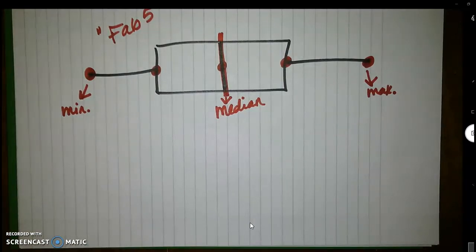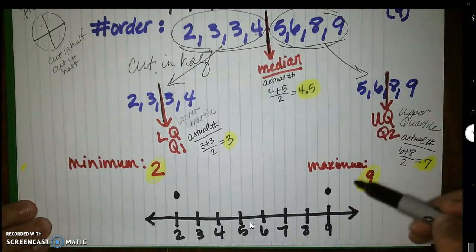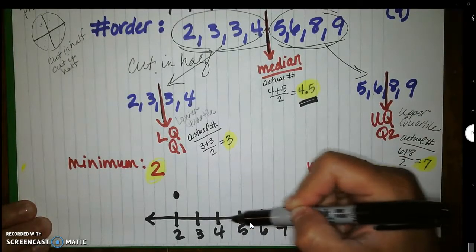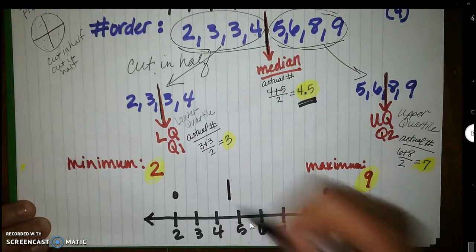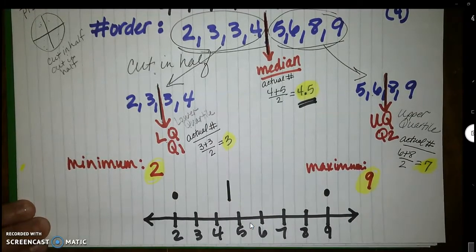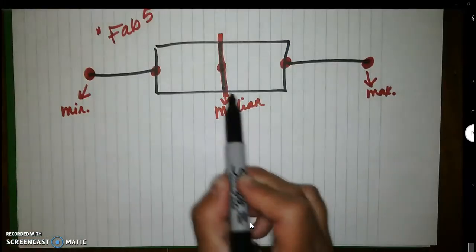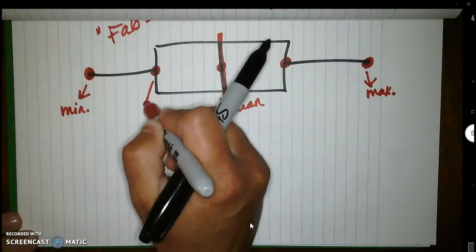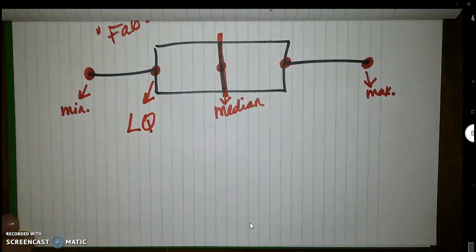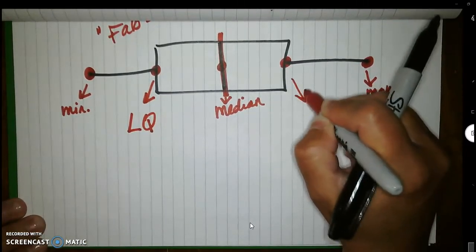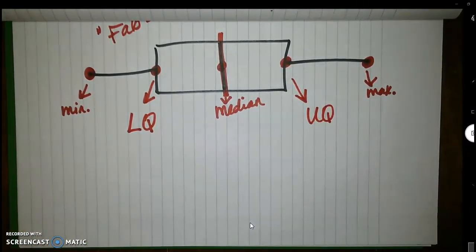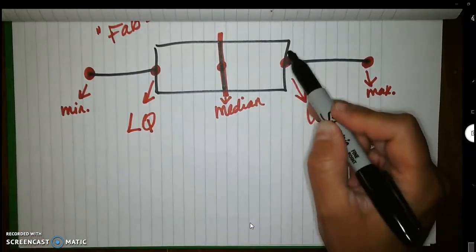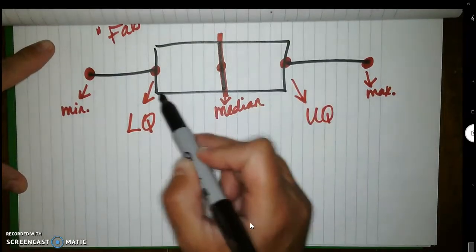Okay, so let's go back and find our median. What was our median? Our median was 4.5. So on my number line where 4.5 is, I'm going to draw a line. And I'm just kind of putting it above the number line, okay? So that's the middle. That's the middle of my box. Now, this side of the box is going to represent your lower quartile, and this side of the box is going to represent your upper quartile. And so your lower quartile is going to get a line, your upper quartile is going to get a line, and that's what creates that box.